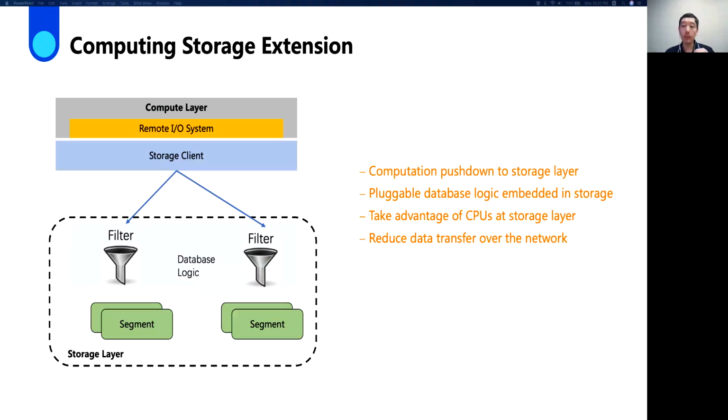In order to make that happen, we need to implement an internal protocol to exchange SQL query plan operations to the storage layer, and the storage layer sends the intermediate result back to the computing layer. There is still a lot of work involved in this project as well.